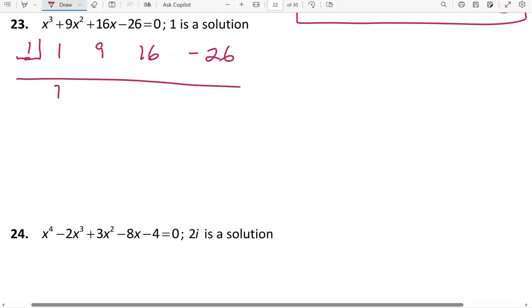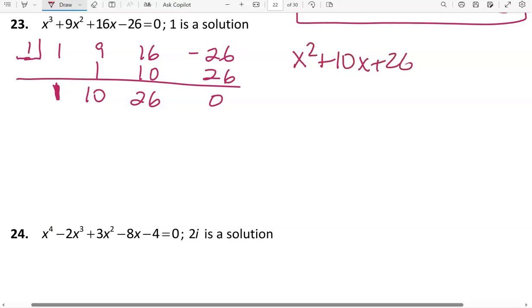Bring down the 1. 1 times 1 is 1. Add that column, that's 10. 10 times 1 is 10. Add that column, that's 26. 26 times 1 is 26. Add that column, we get 0. So the remaining factor is x squared plus 10x plus 26.